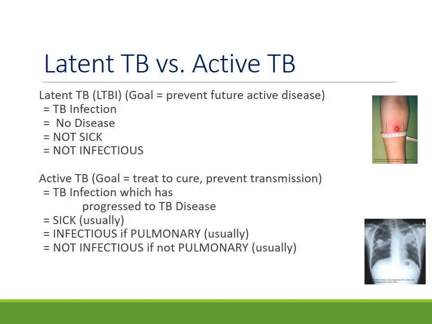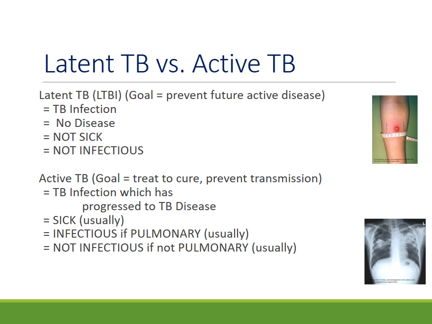Latent TB versus active TB. Latent TB: the goal is to prevent future active disease. In latent disease, there is no active disease. In active TB, the patient is sick and infectious, and the goal is to treat to cure and prevent transmission. This is TB infection which has progressed to TB disease. The patient is usually sick and usually infectious if pulmonary, usually not infectious if not pulmonary.